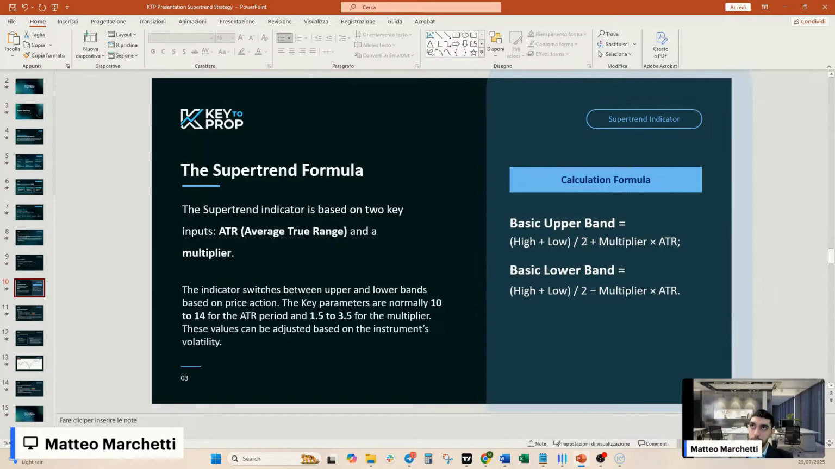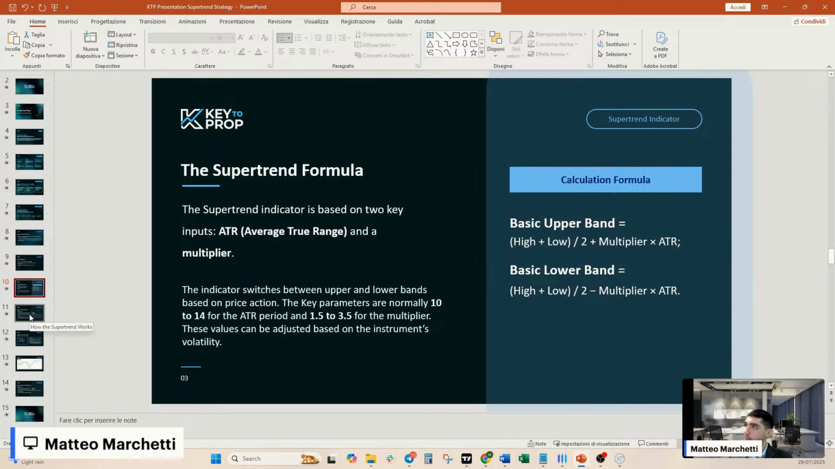The basic upper band formula is the high plus the low divided by 2, plus multiplier times ATR. So this is the very basic formula of the upper band. The lower band formula is essentially the same, apart from the fact that, of course, you need to subtract instead of add multiplier times ATR. Okay, so this is the formula. Let me know if everything is clear until now.